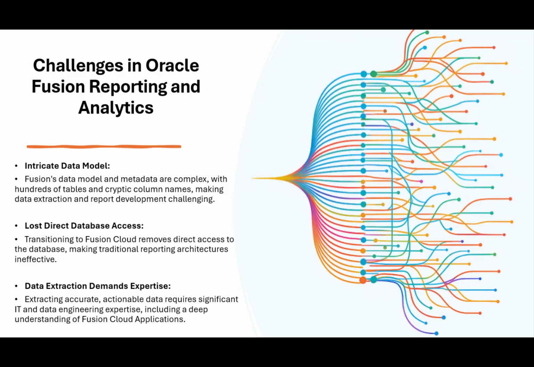The first one is an intricate data model. Fusion's data model is complex, lots of different tables, cryptic column names. SQL for Fusion will help you navigate all those tables, those field names, lots of descriptions, and make your job much easier. The second is lost direct database access.